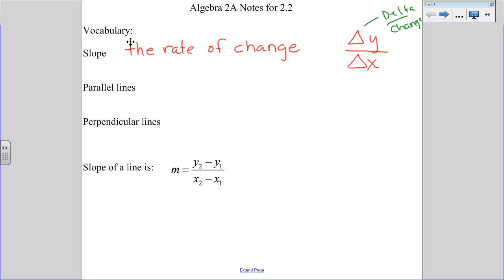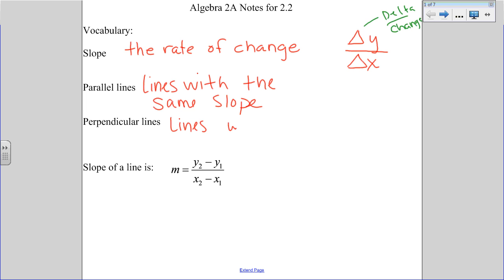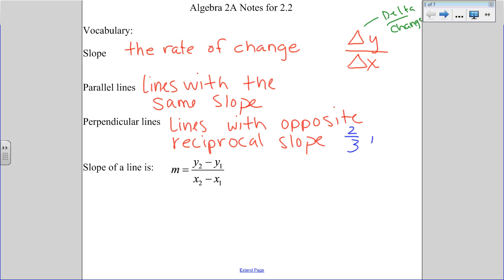Parallel lines have the same slope. And then perpendicular lines are lines with opposite reciprocal slope. What we mean by that is if we have 2/3, the perpendicular slope would be negative, opposite, and then 3/2.